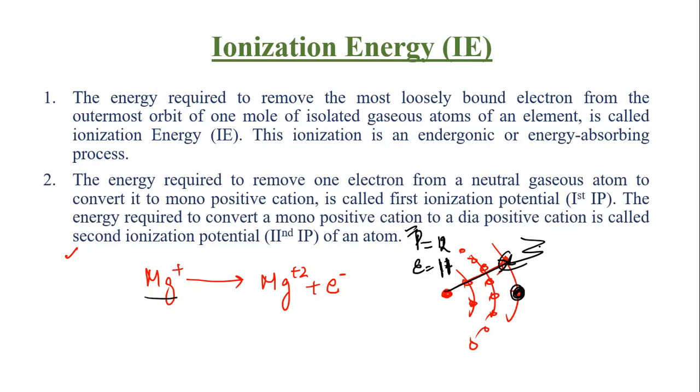Suppose whatever energy I gave to remove that first electron, to remove the second electron I need again some more energy. So will that second energy be more than the first one or lesser than it? Will it be the same? Why the same?